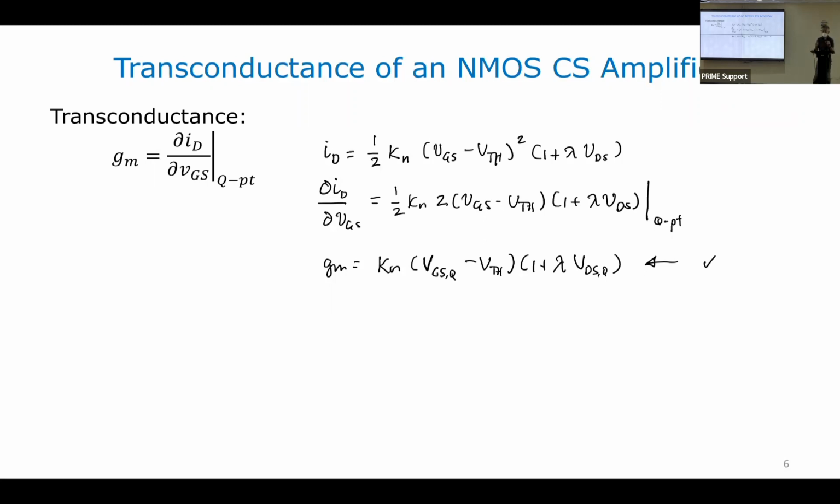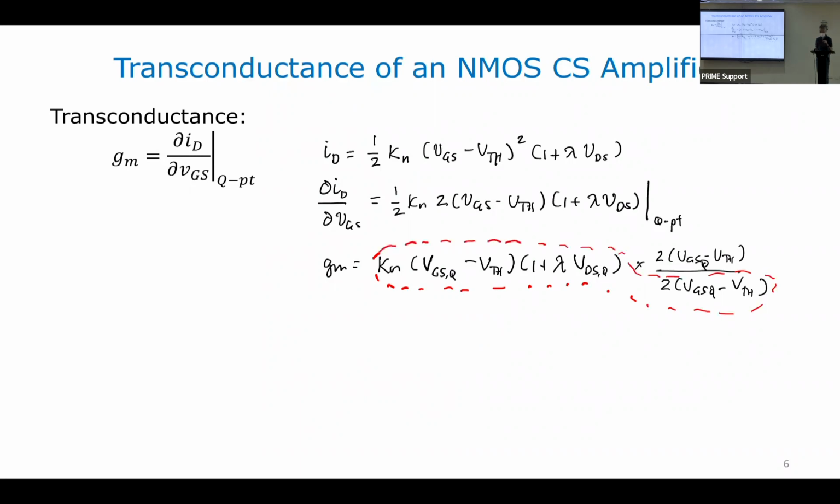Okay, let's look for other forms of your transconductance. This is already one, no? What will happen if I multiply this by 2 VGSQ minus VTH over 2 VGSQ minus VTH? So I multiply it by 1 essentially. If you take a look at this now, what is this that I'm encircling in red? Do you recognize that quantity?